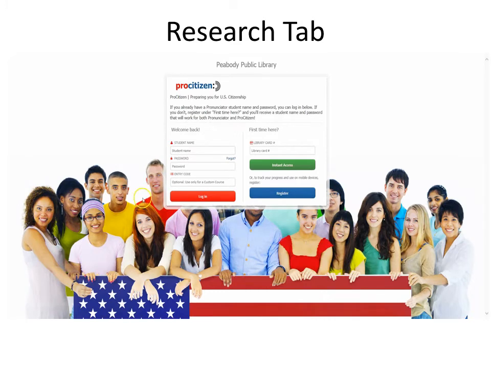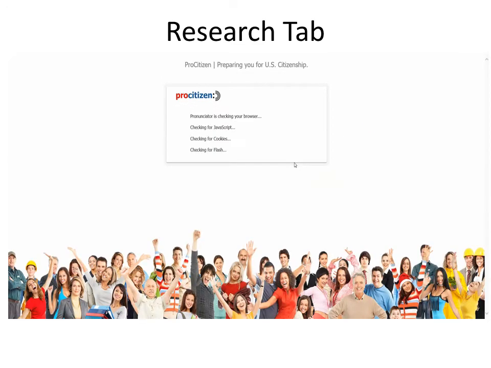ProCitizen, we'll go ahead and click on that. This helps the immigrants be able to become preparing for the U.S. citizenship. And quite honestly, I have never gotten into this, so let's see how it's set up. It does work through your library card, so you would need your library card number in order to get yourself access onto the ProCitizen.